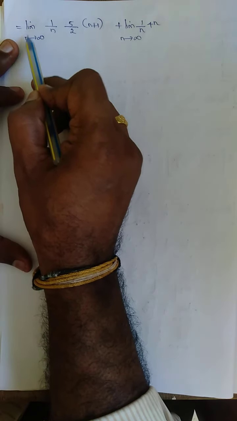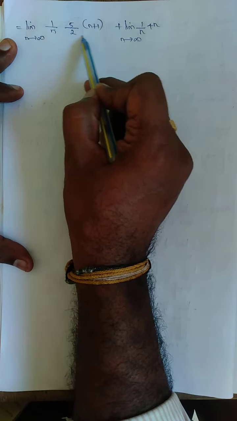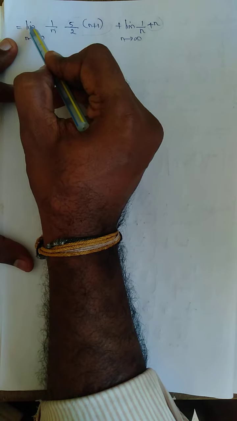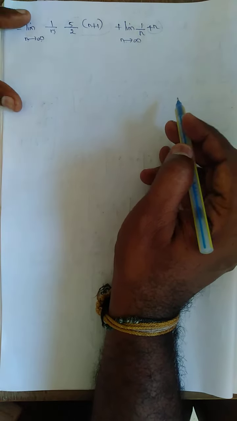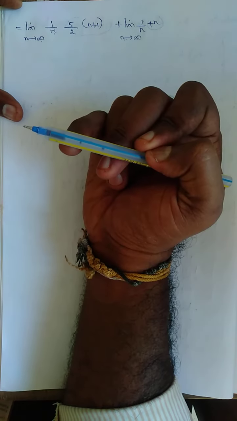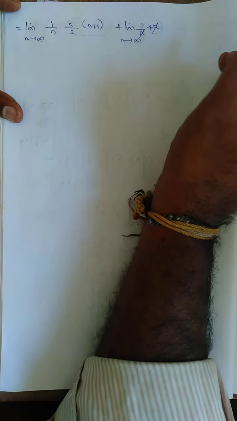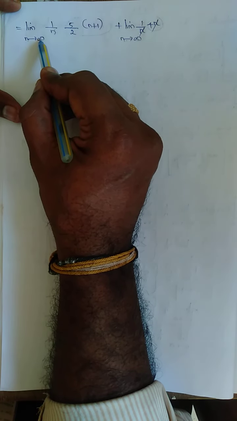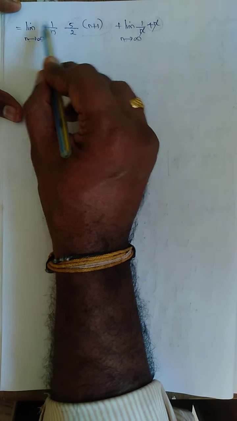After applying limit n tends to infinity 1 by n, this is a multiple value 5 by 2 n plus 1, this is a multiple value 4n. If I want to apply the limit here, infinity plus 1 will again be infinity, so this n can be cancelled, no problem here. But here, if I apply the limit n to infinity, infinity plus 1 is infinity, 5 by 2 is infinity, all the things will become infinity.